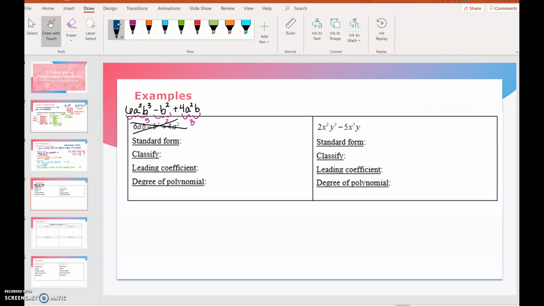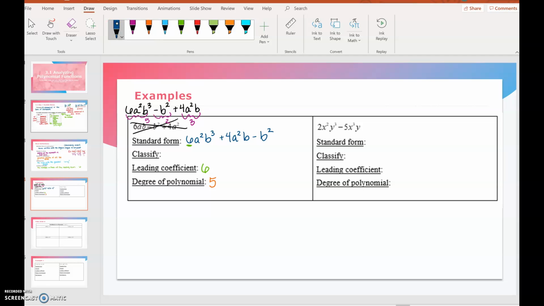So the largest one is 5, so we'll go ahead and rewrite that: 6a squared times b cubed. And then the next one would be the 3, so plus 4a squared times b, and then minus b squared. So now it's in greatest to smallest, or descending, order for the degree. And then the next thing, I'm going to jump down to leading coefficient. So what is the number in front, which in this case is a 6? And then what is the degree of the polynomial? So we said the largest degree was 5, so the degree is 5.